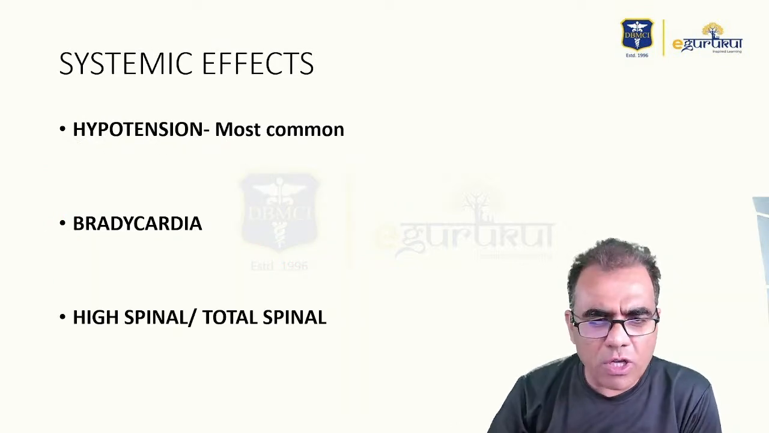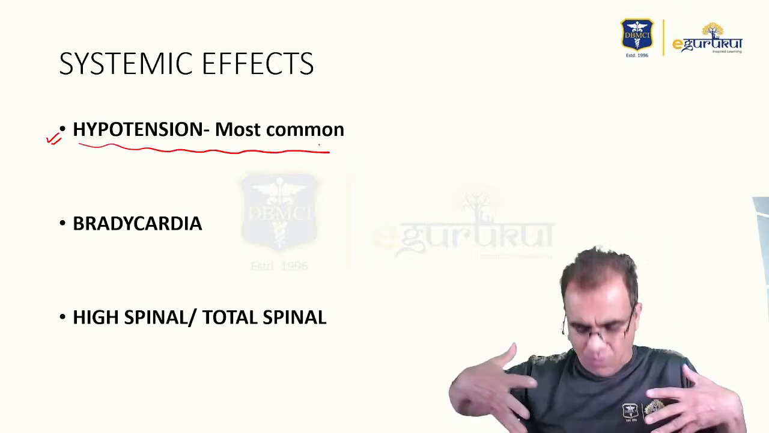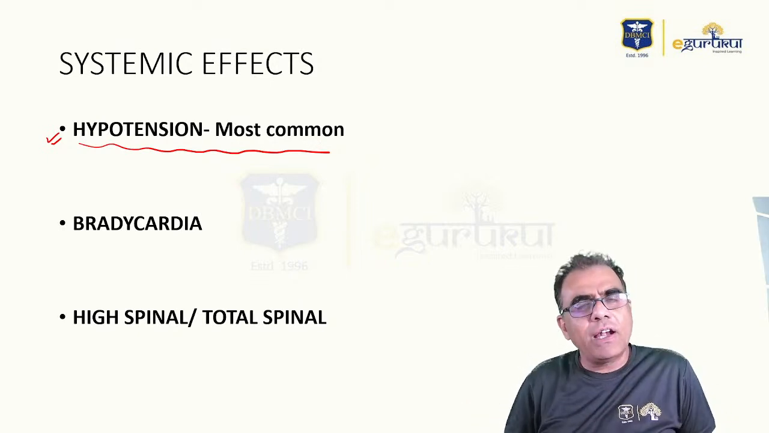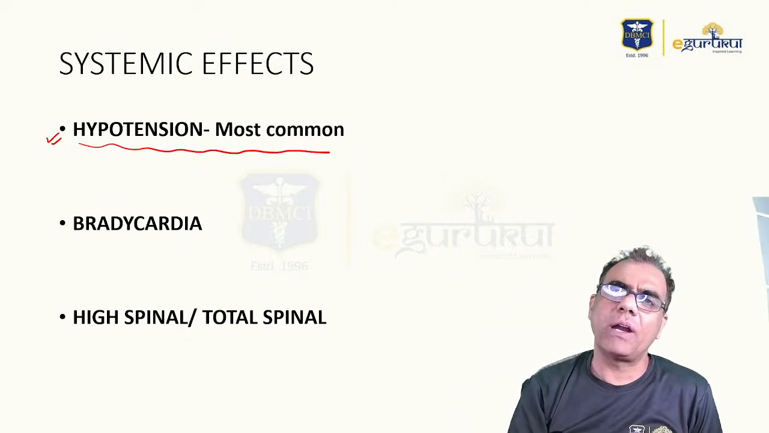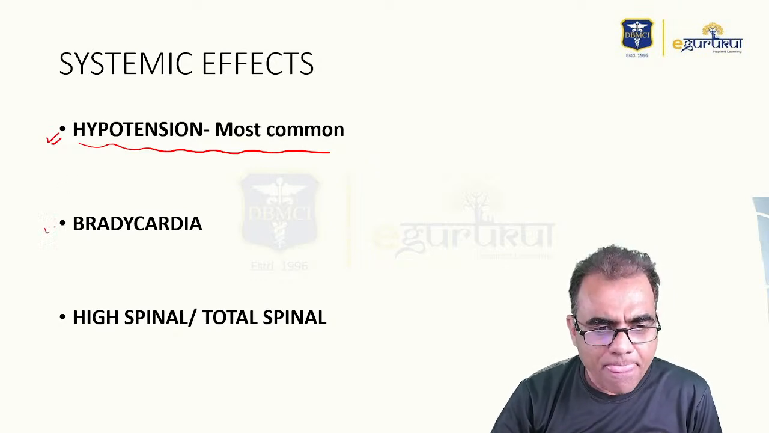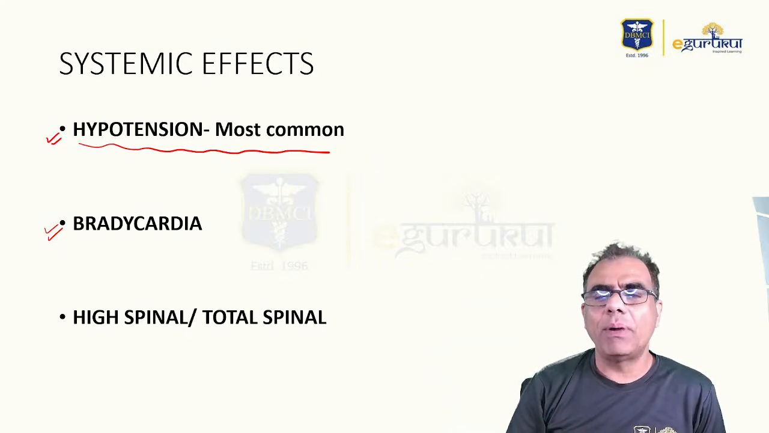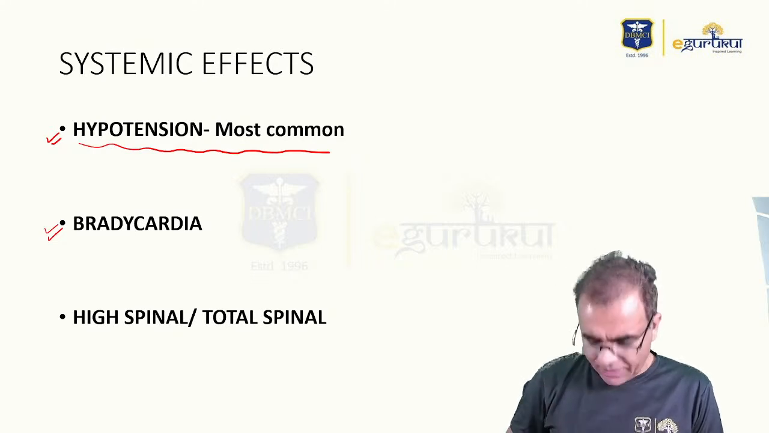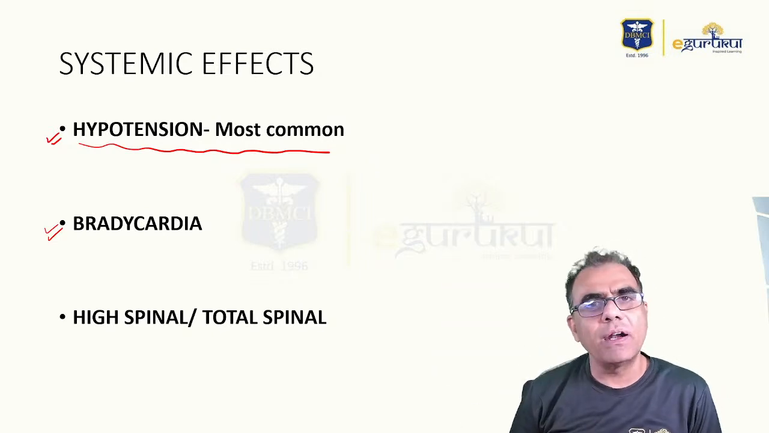Systemic effects. The most prominent effect of spinal anesthesia is hypotension, and the reason is we are causing a lumbar sympathetic block. The lumbar sympathetic block leads to venodilatation, venous pooling, decreased venous return, decreased cardiac output and hypotension. Then there can be bradycardia. Normally, with hypotension there is tachycardia, but in spinal you have caused a sympathetic block, and this sympathetic block leads to cranial parasympathetic predominance that can cause bradycardia.